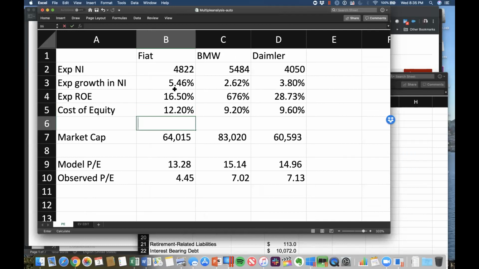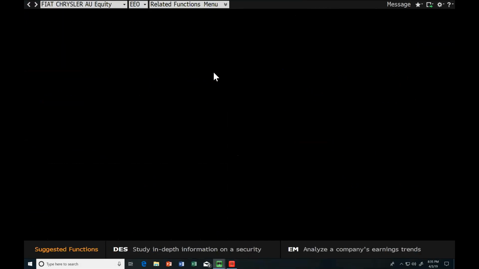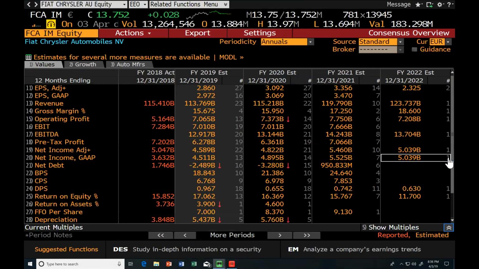So if we were trying to back solve for this growth rate, obviously, watch what happens when I make it slower. So here's the thing. This is a good example of a challenge. Why do you think this PE is so low for Fiat Chrysler? And I'll give you a hint. Look at these return on equities.